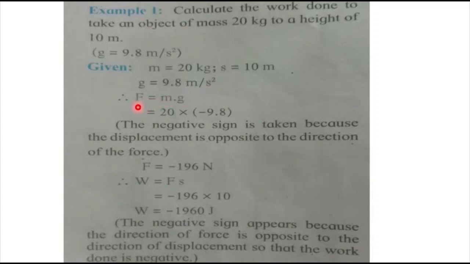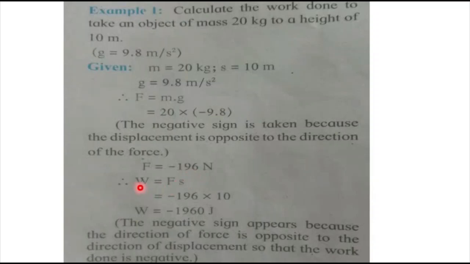Therefore, force due to gravity is equal to m into g. Now let's put the values from given. m is equal to 20 and g is equal to 9.8. So 20 into minus 9.8. The negative sign is taken because the displacement is opposite to direction of the force. After calculation, we get F is equal to minus 196 Newton.